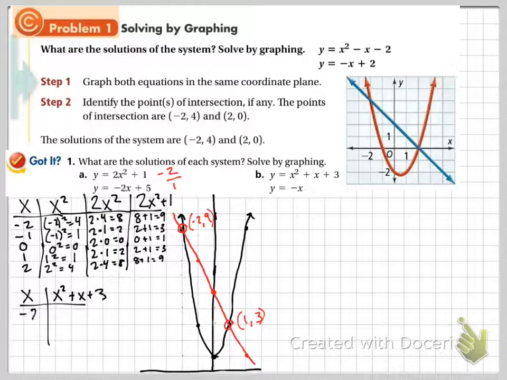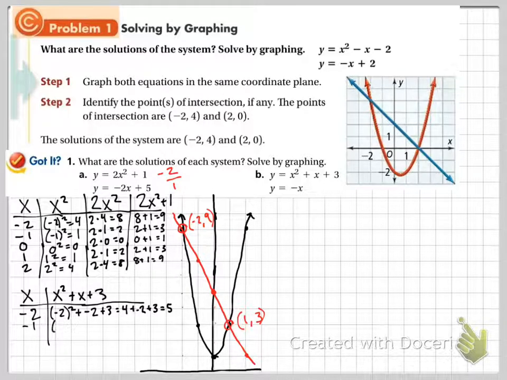So I'm going to start by plugging in -2. I'm going to leave myself more room. I'm not going to plug in all my numbers yet. So -2 squared plus -2 plus 3. Well, that turns into -2 squared is 4. So this is 4 plus a -2 plus 3. So 4 plus -2, that's 2, plus 3, that's 5.